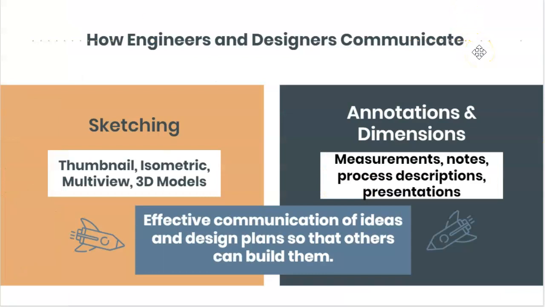Engineers and designers communicate effectively using 2 things. First, they use sketches. Sketches can range from thumbnails, which are very basic, through isometric and MultiView sketches to 3D models. In addition to sketching, they also use annotations and dimensions. These are measurements, notes, process descriptions, and presentations which further expand on the sketches that they have provided. When used together, sketching and annotations and dimensions equals effective communication of ideas and design plans so that others can build them.